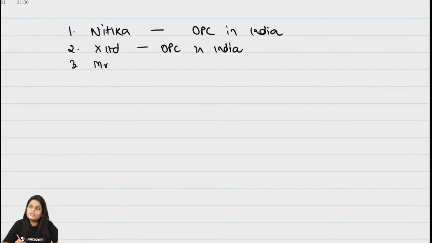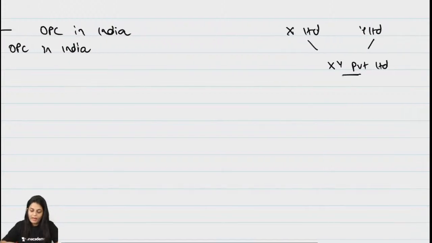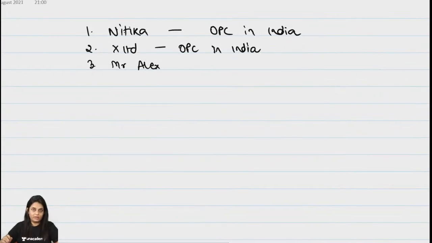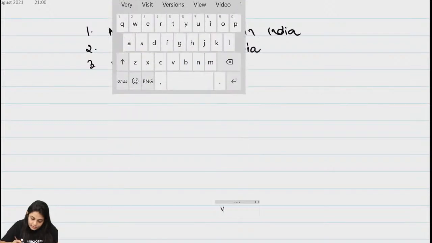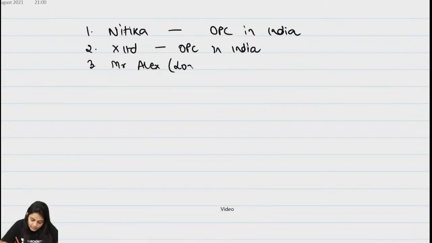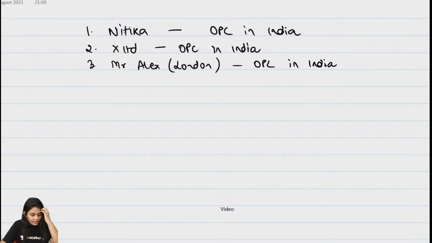So, no, this is not amalgamation. They are just forming another company where they are the members. These companies are just the members of a third company. So that can happen. Now let us say Mr. Alex is from London and he wants to form an OPC in India. Can he form an OPC in India? Mr. Alex, who is from London, wants to form an OPC in India. Can he form an OPC in India?